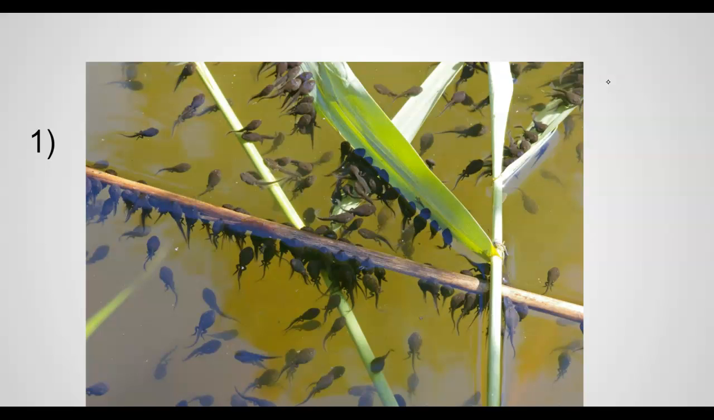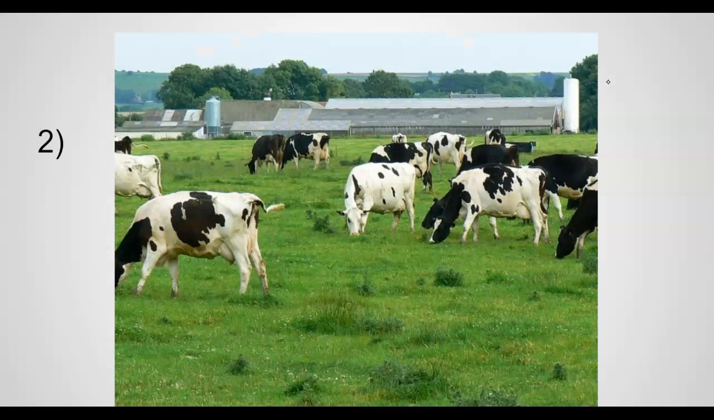Here we have thousands of tadpoles. Well, if you have thousands of tadpoles, will all of those tadpoles survive? No. So this one's going to be overproduction. Here we have dairy cows. Now, dairy cows are all different colors of black and white, but they're all different spots. So they all have little differences. Those little differences are what we call variation.